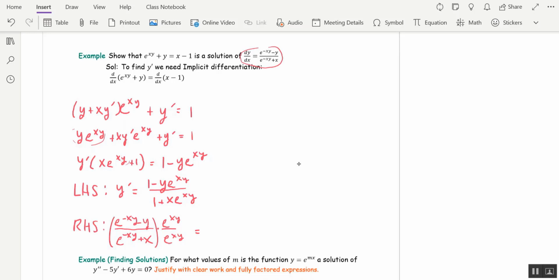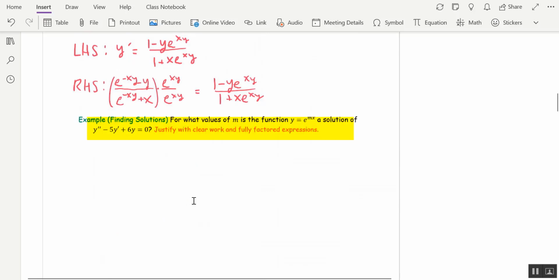Then what I would get is 1 minus y e to the xy over 1 plus x e to the xy. Oh, left-hand side is equal to right-hand side. So yes, we did what we were supposed to do. We showed that we had a solution.